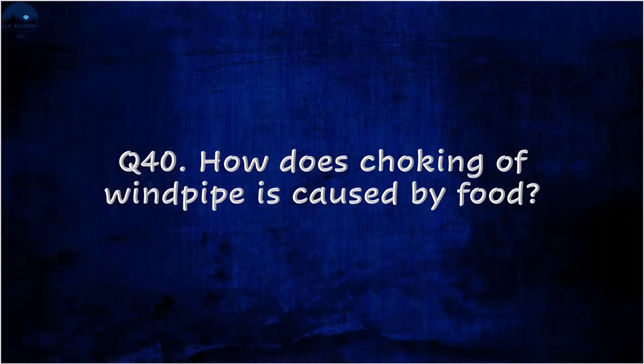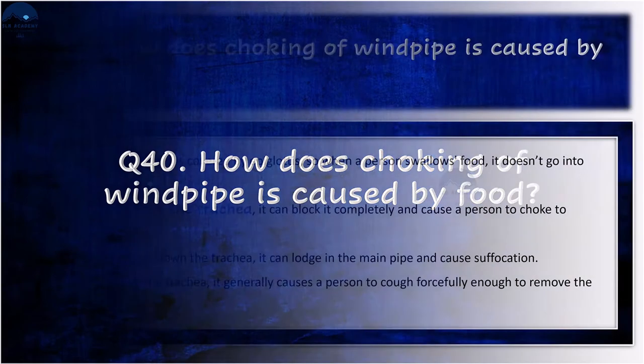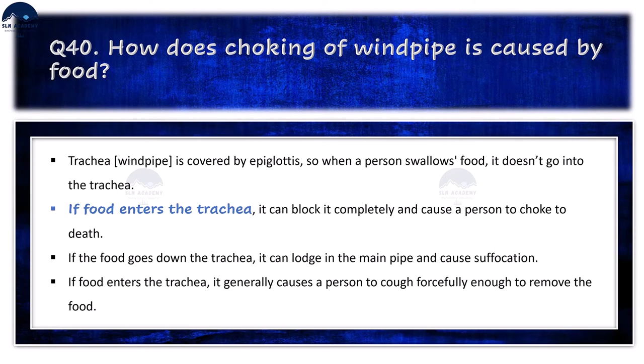Question 40. How is choking of the windpipe caused by food? The trachea or windpipe is covered by the epiglottis. So, when a person swallows food, it doesn't go into the trachea. If food enters the trachea, it can block it completely and cause a person to choke to death. If the food goes down the trachea, it can lodge in the main pipe and cause suffocation. If food enters the trachea, it generally causes a person to cough forcefully enough to remove the food.